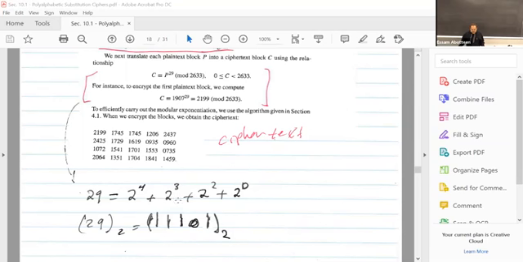So in other words, we're going to use what is called the binary representation of the number, and actually using the square of each one of these. And then we obtain, of course, the cipher text message, which is this.